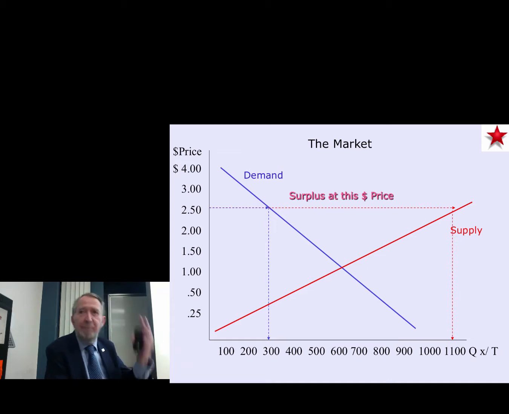Or the way to sell more is to lower price in that particular way. So the surplus means unsatisfied sellers. Sellers willing to sell that were not able to sell in the marketplace. And competition between them will cause the price to come down.